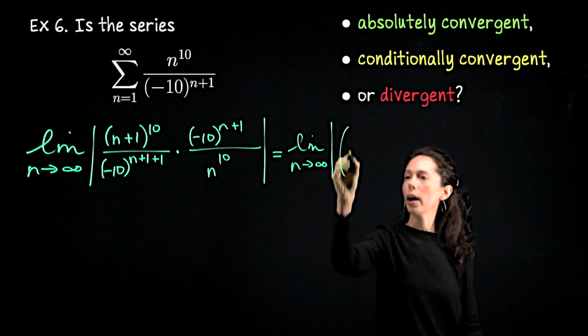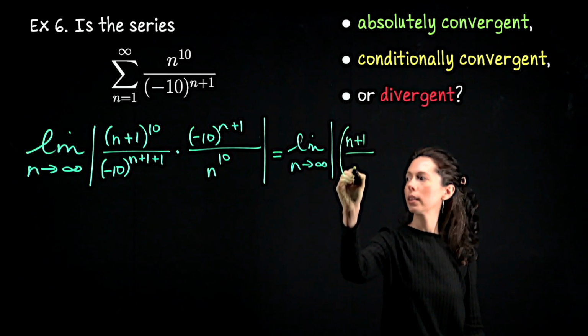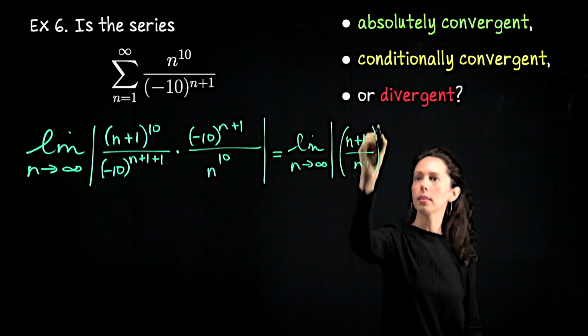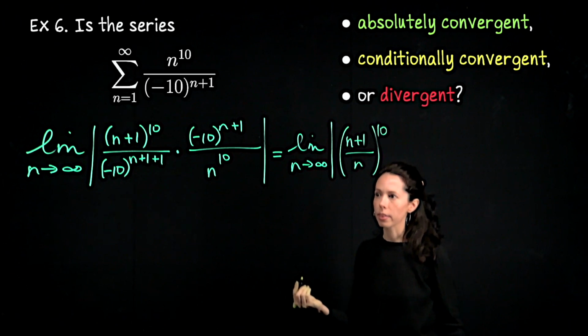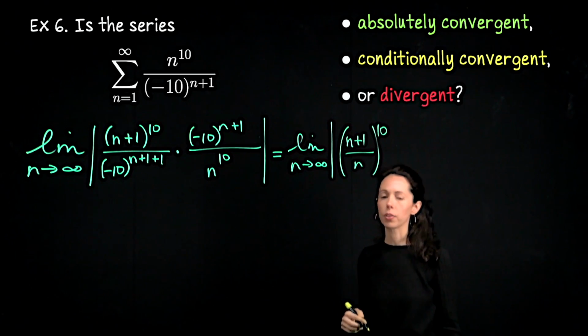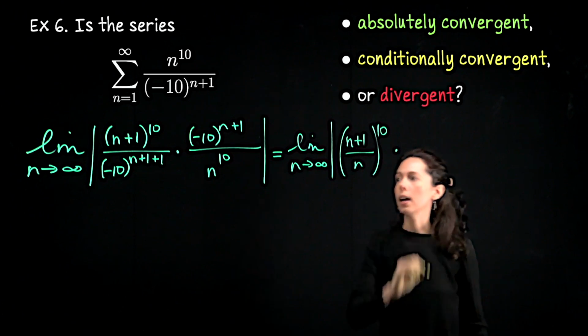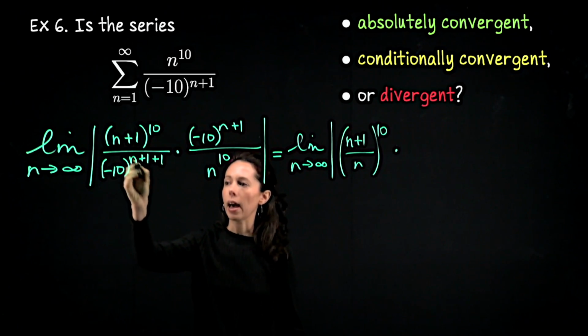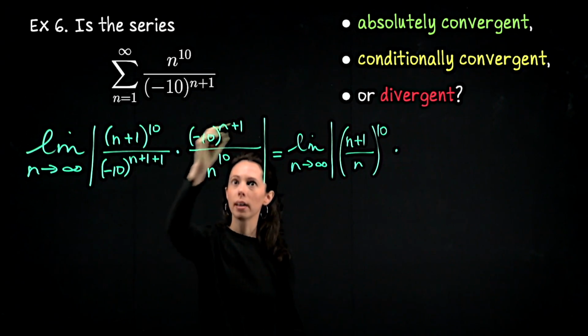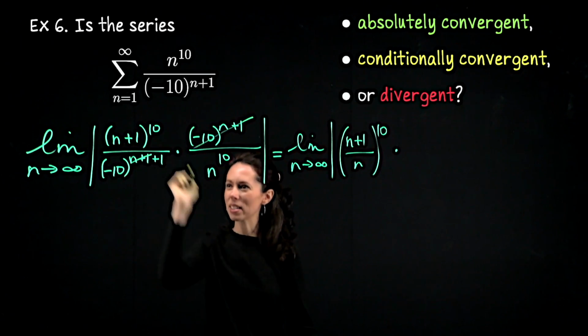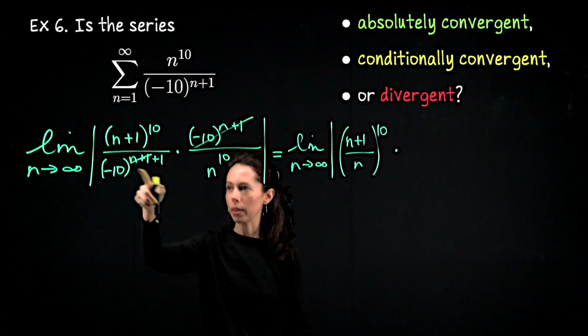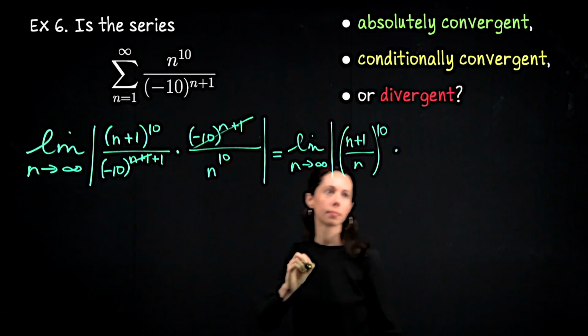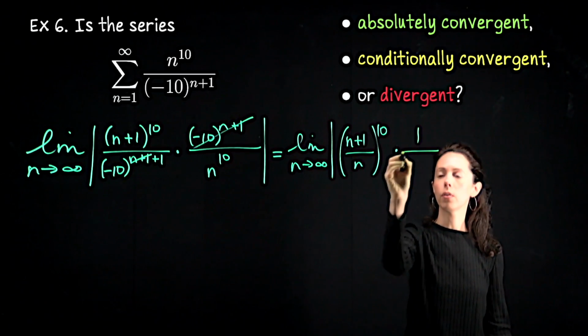It's not required to do it that way. You can leave it as it was, meaning you can write n plus 1 to the 10th divided by n to the 10th. You'll still get to the right answer if you realize that that ratio is going to 1. And then times, here I have negative 10 to the n plus 1. Here I have negative 10 to the n plus 1 plus 1. This whole expression will cancel with that, leaving us with just one copy of negative 10 to the 1. So that's like 1 over negative 10.